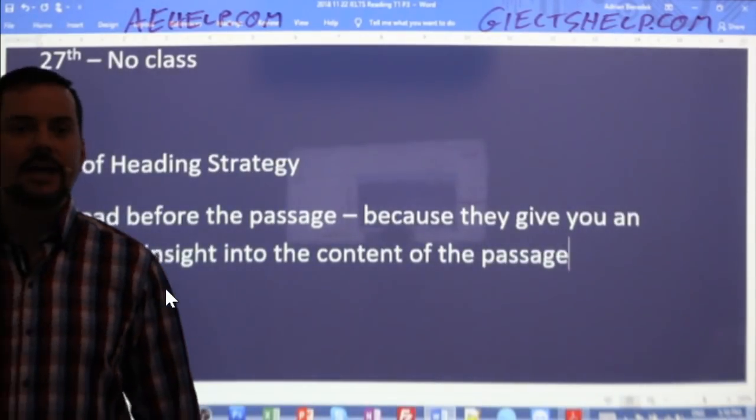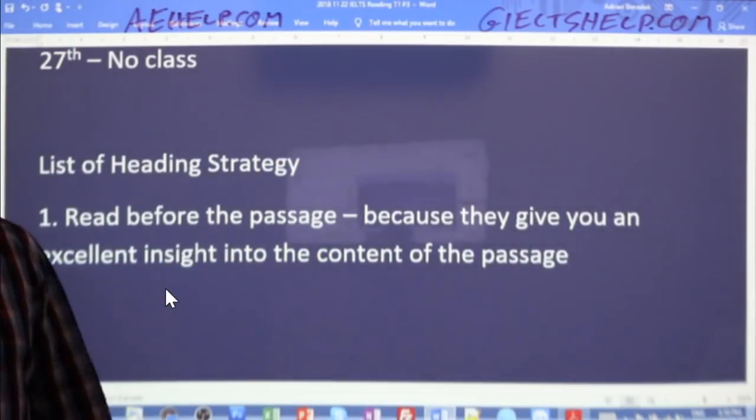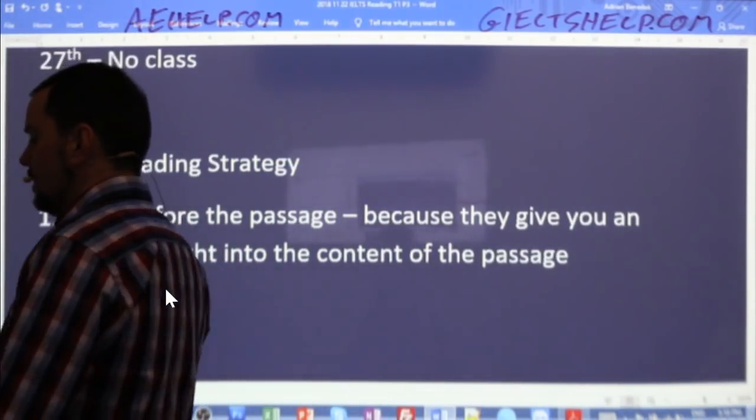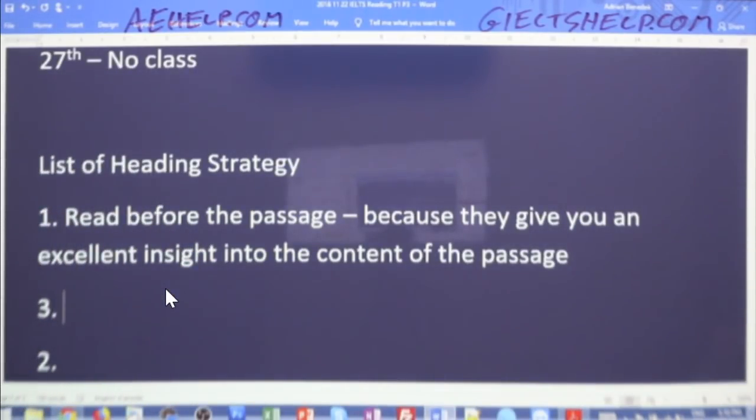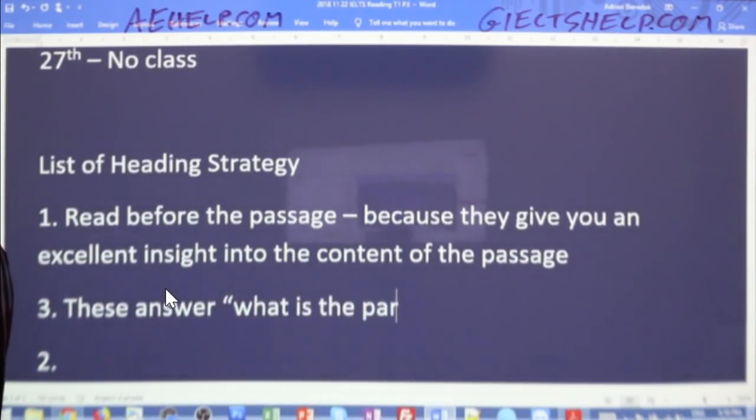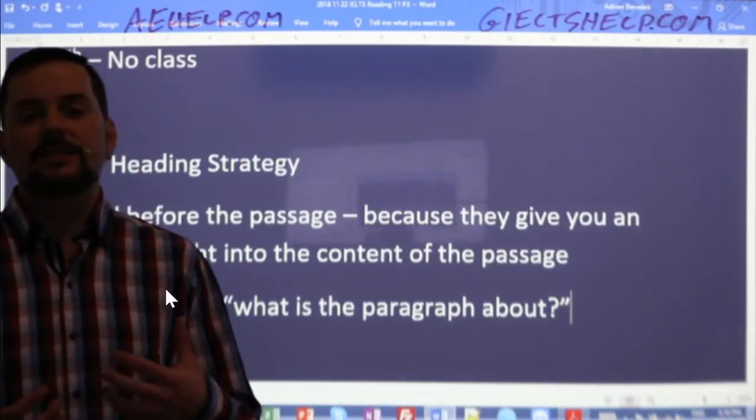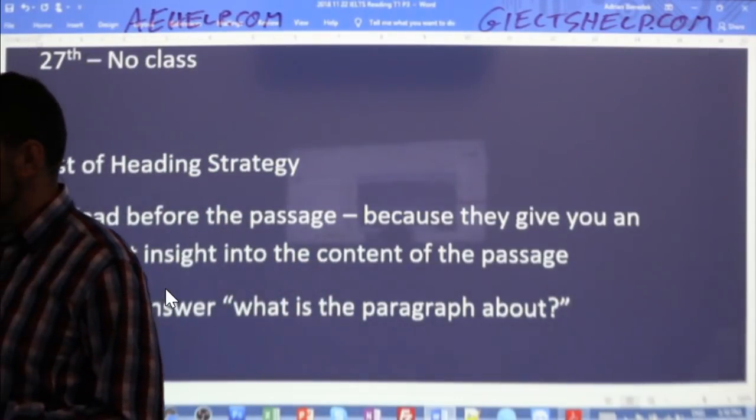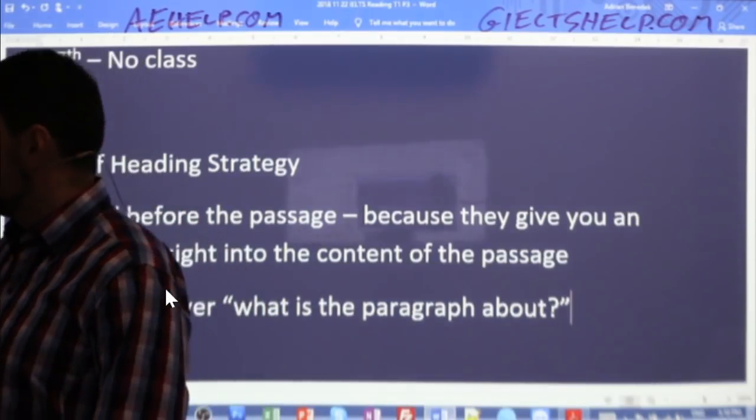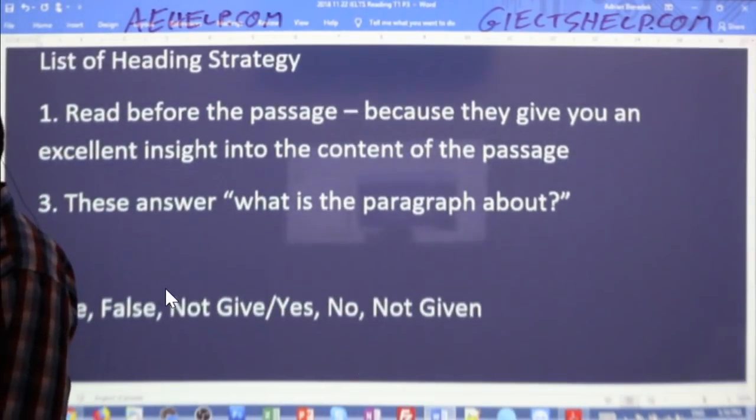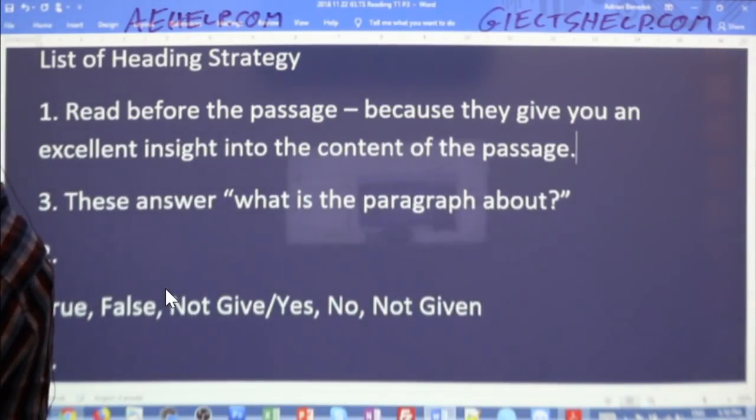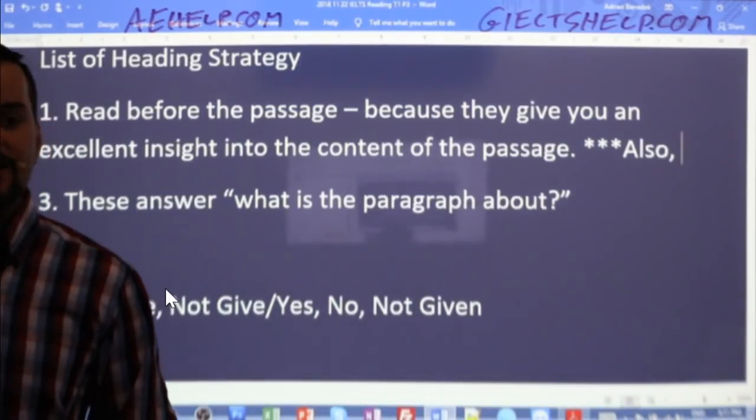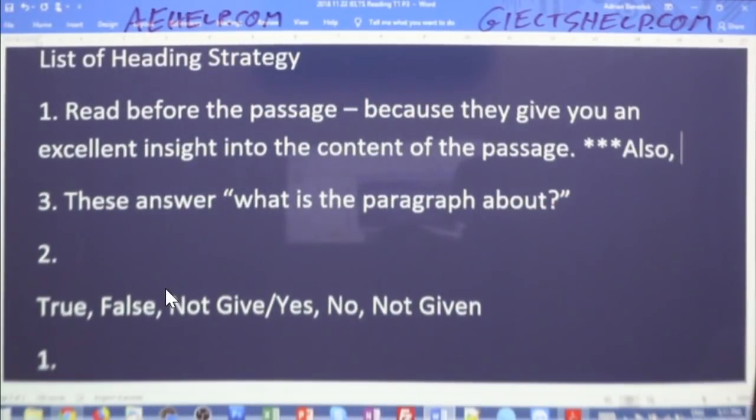Why is that? So why can you learn what the passage is about? Well, because list of headings questions answer the what question. So these answer what is the paragraph about, okay? So they give you the topic, of course, right? Because it's list of headings. So the topic for each paragraph, okay? So they answer the what question. That's the other reason why you should read it before the passage, because these ones you answer as you read the passage, okay? Also, you answer these as you read the passage.